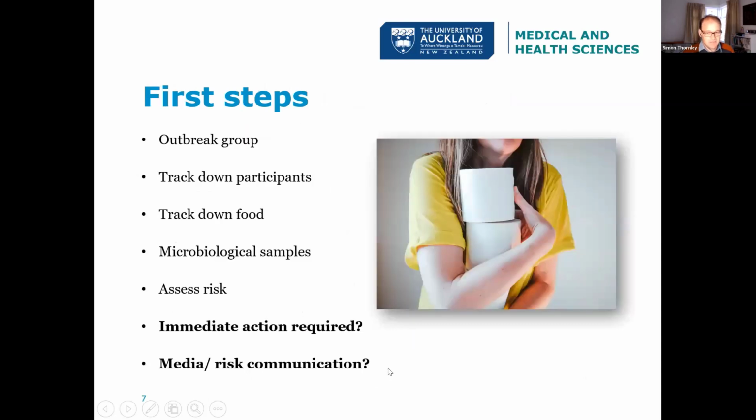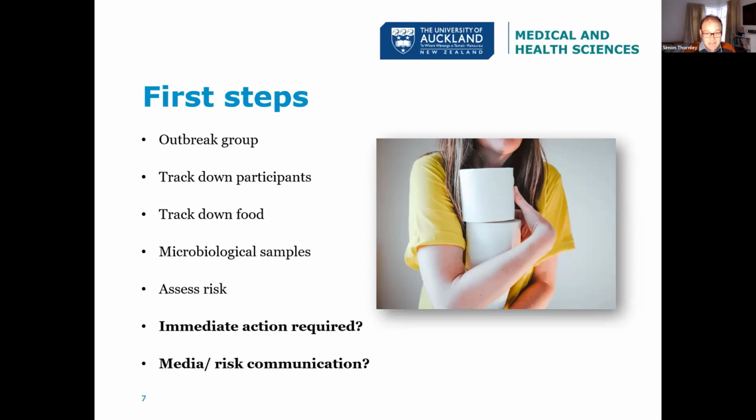Okay, so what happens in a public health unit if your job is to analyze the data? And then what sort of steps happen? I wrote this slide quite a while ago, so it's a bit different now. First of all, you form an outbreak group, track down the participants, try and track down the food, try and get some samples. So if people are still sick, then you send them out a stool specimen pot and get them to do the business into the pot, send it off to the lab for some lucky lab technician to have a look at and grow various bugs.